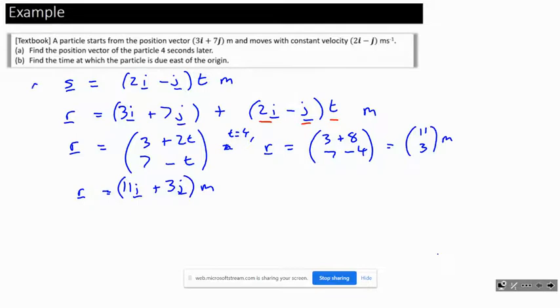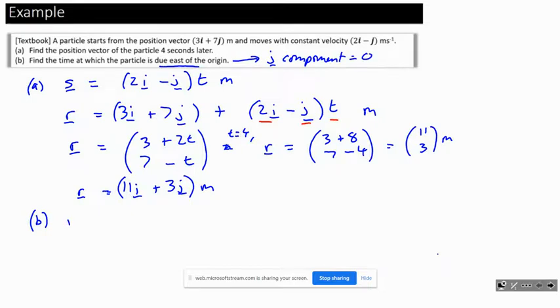So this was A. And for B, the time when we are due east of the origin is when we have no vertical component. So when we are due east, that means that we have a j component of 0.